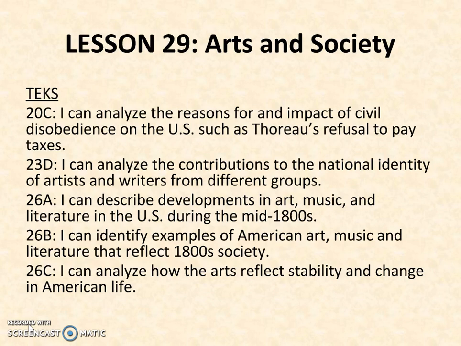That we can analyze the contributions to the national identity of artists and writers from different groups, that we can describe developments in art, music, and literature in the U.S. in the 1800s. We can identify examples of that art and how it reflects 1800s society. And finally, that we can analyze how arts reflect the idea of stability and change in American life. So let's move ahead.